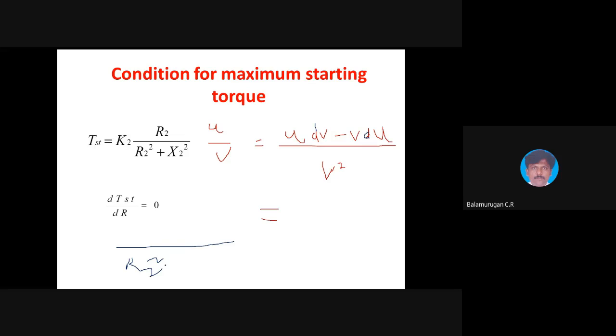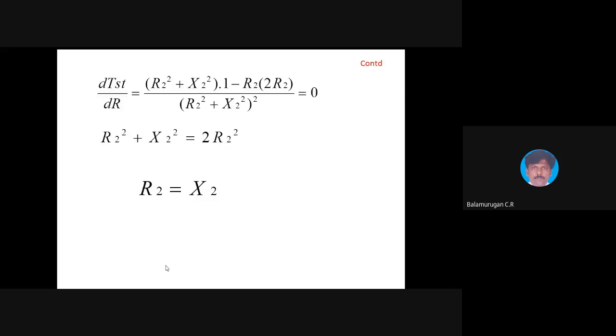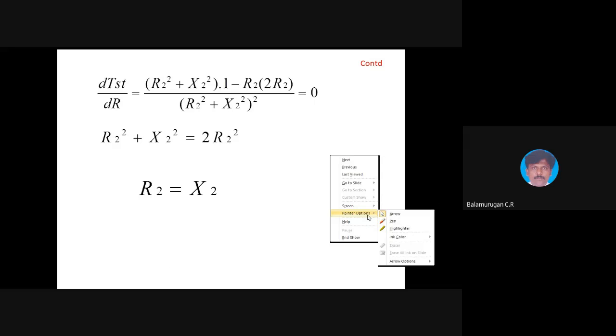Okay, you have to simplify this and make the denominator 0. So you will have only the numerator. In the numerator, subtract the common terms, and you can bring that X2 towards the other side. So like this you can solve. So R2 squared plus X2 squared equal to 2R2 squared. You can keep it either way. Okay? So what is the final condition? We'll get R2 equal to X2. So this is the condition for the maximum starting torque.